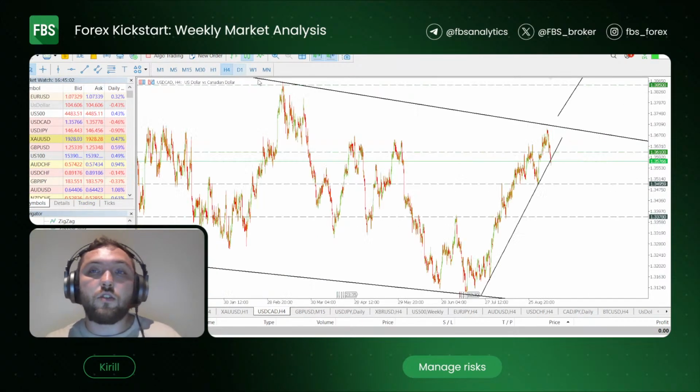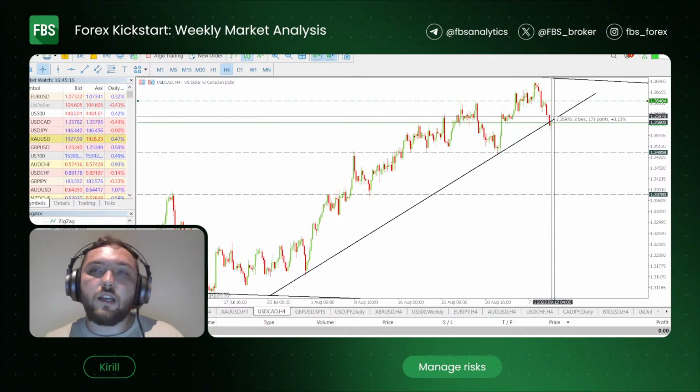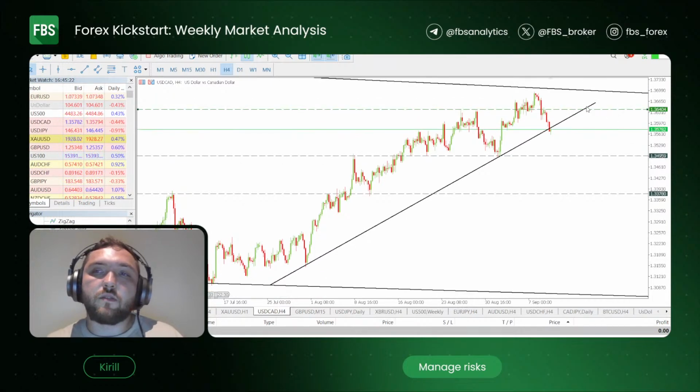So your targets in this case would be target number 1, and I think the nicest target is 136.4. So wait for the price to return above the trend line, and maybe look for buy trades with the target at 136.4. Also, you can set target number 2 at 936.9.